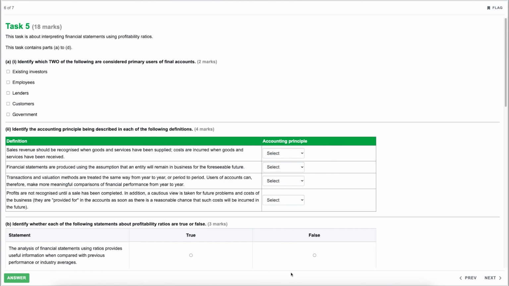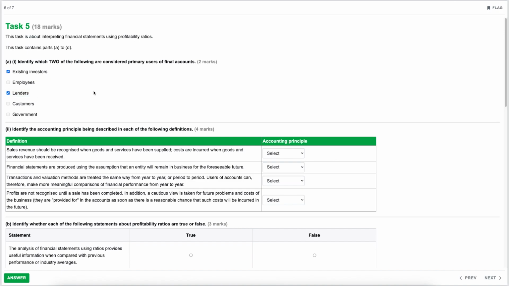Part A then, identify which two of the following are considered primary users of final accounts. So hopefully this is one that you've learned during your studies. It should be somewhere within your book, or I would expect it to be anyway. So the two out of this list, we've got existing investors, employees, lenders, customers, and government. So the two there would be existing investors and lenders.